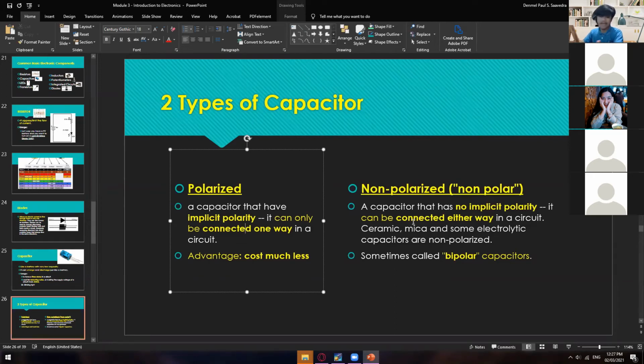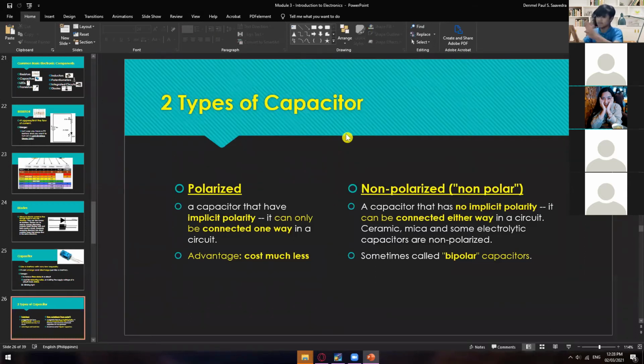It can be connected either way, like a resistor. The only advantage of having a polarized capacitor is that it costs much less. Unlike the non-polarized one, which is a little bit more expensive. So you can see that with either of those two you won't go wrong. They work with the same functionality, so there's no real advantage or disadvantage. It's just the cost of buying that type of capacitor.